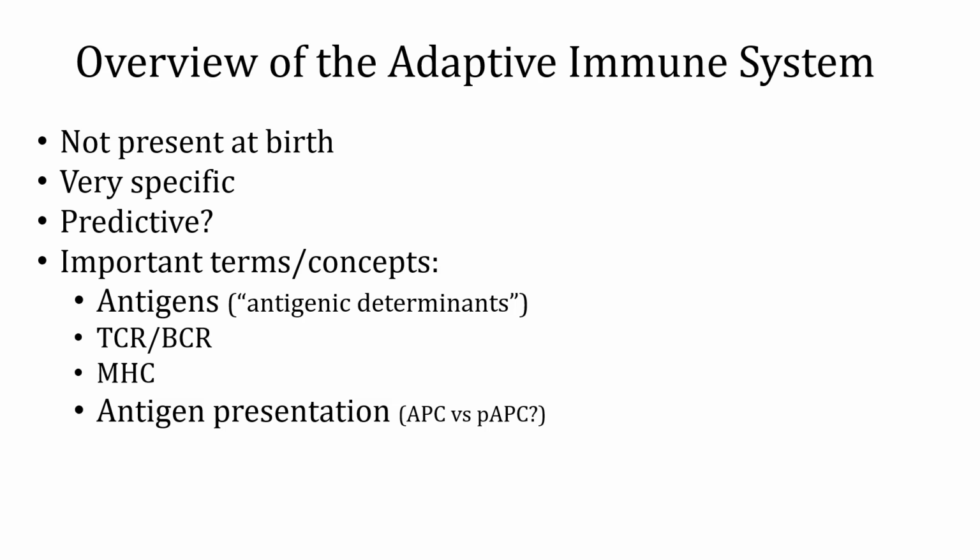Okay, one last thing is this whole concept called antigen presentation. We already talked about how antigens are presented on MHC. And antigen presentation refers to the ability of a cell to take in an antigen, break it down and sort it out and put it on the surface of its cell on the molecule MHC.